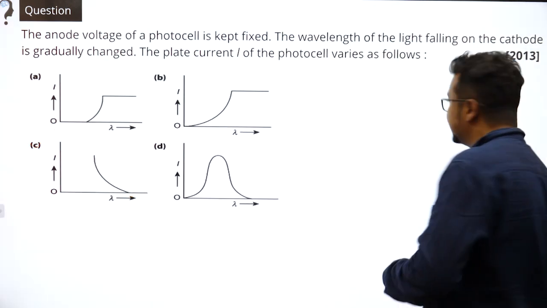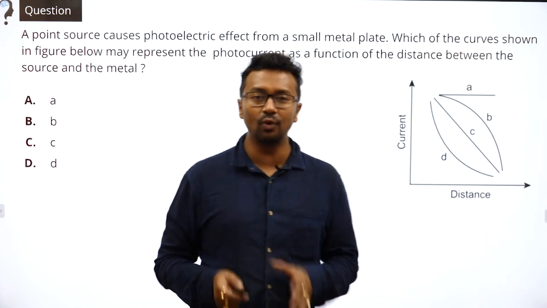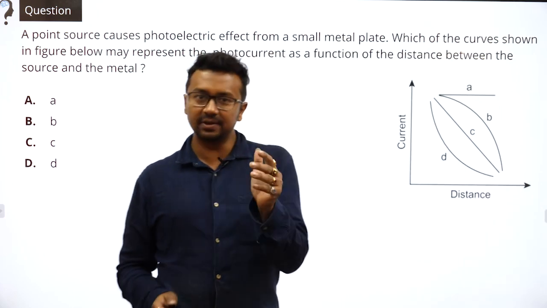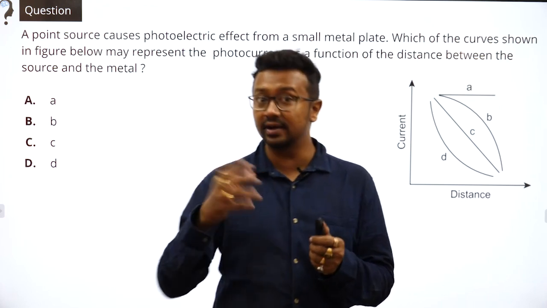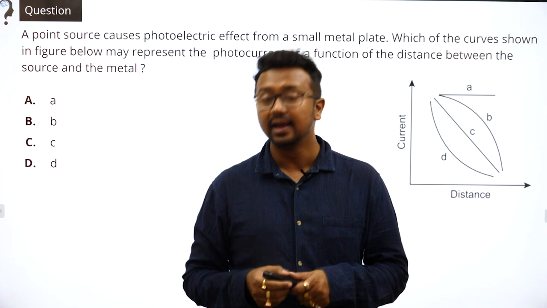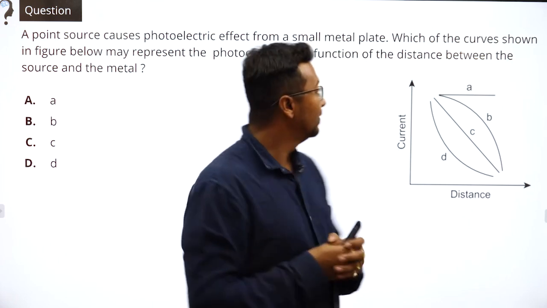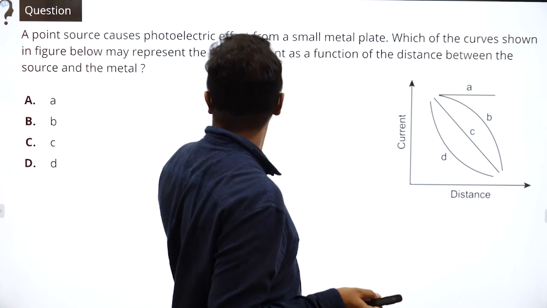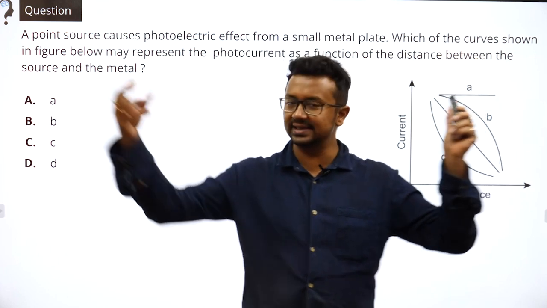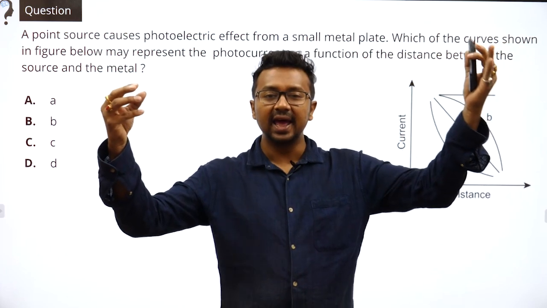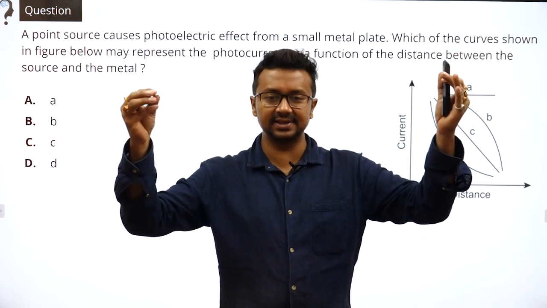What do we have here as the next question? Another graph based problem. In the photoelectric equation chapter, there are a lot of questions which are directly connected to graphs. Now here in this question, the concept is about intensity. They are saying there is a source and there is a metal surface. Let's say this is my source, this is my metal surface, and between them there is a certain distance.